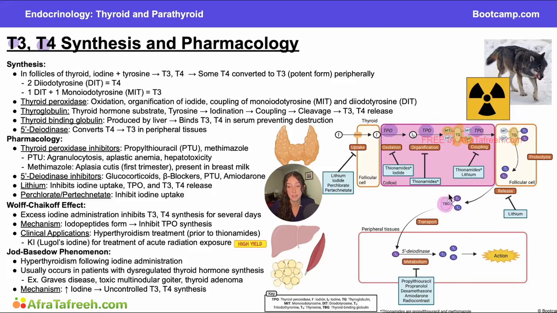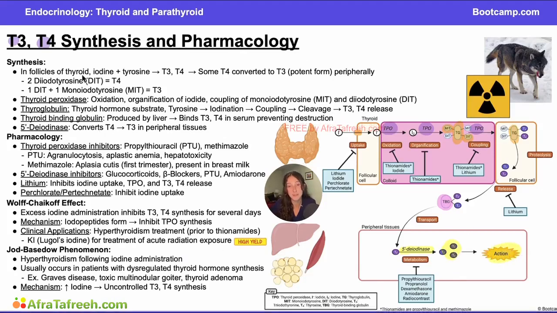Thyroid binding globulin is going to bind T3 and T4 in the serum and make sure that they don't get marked for destruction or just gobbled up. It's going to make sure that they actually reach the tissues that they are supposed to reach. And then once they do reach the peripheral tissues, 5' deiodinase is going to be the enzyme that is going to convert a lot of our T4 into our T3, and T3 is going to be a little bit more potent and a little bit more active. So once our T4 has been converted into our T3, then this T3 will exert most of the effects of thyroid hormone in the rest of the body. So that was an overview of this pathway.